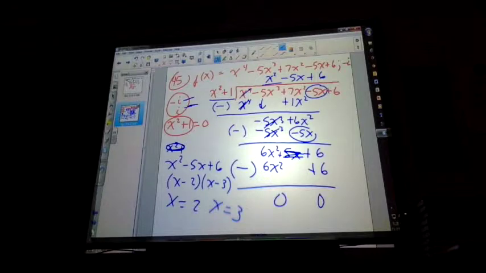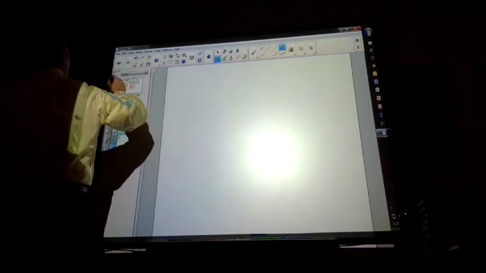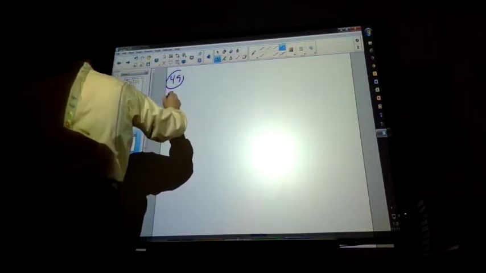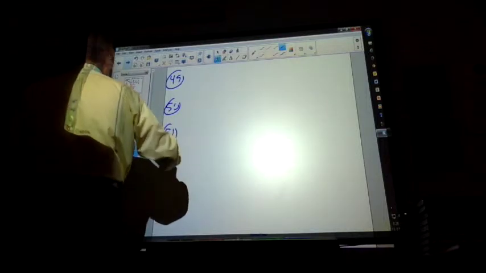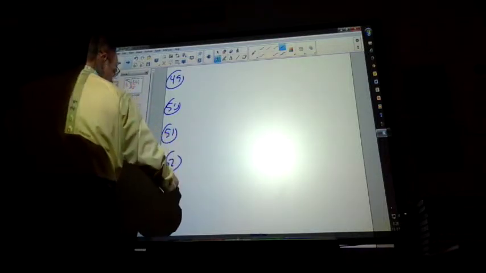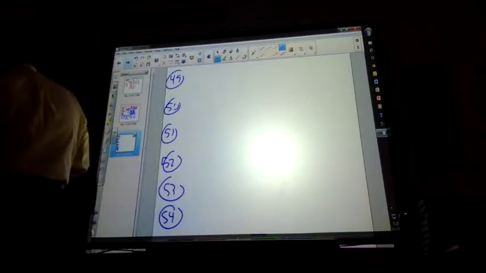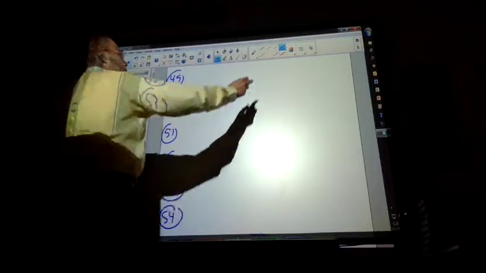list all possible rational zeros of the function. Okay. So 49, 50, 51, 52, 53, 54. I think we can do all these all together. Okay. So all they want you to do on these is list all the possible zeros.